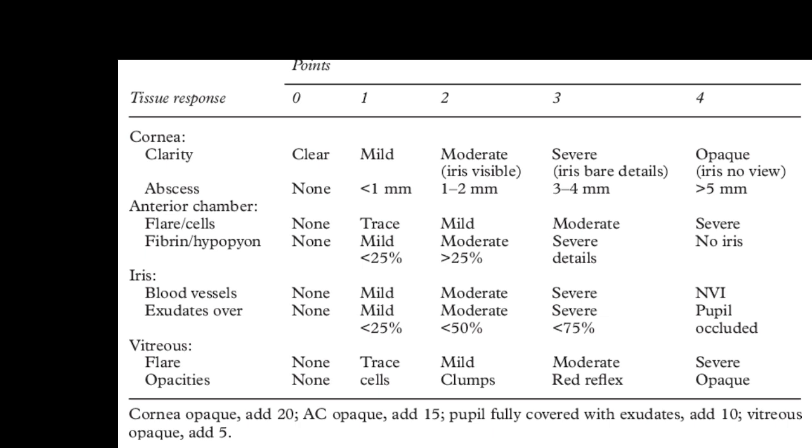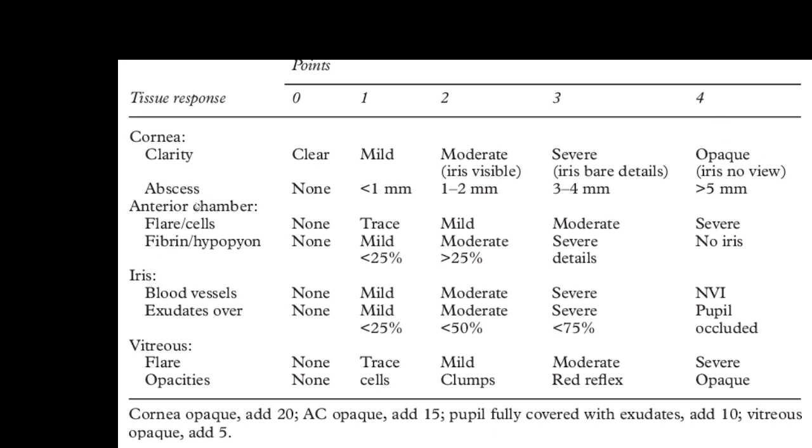And this endophthalmitis is again graded from grade 0 to 4, depending upon whether the cornea is involved or not. If the cornea is clear, then it's called grade 0. If the cornea has become opaque, then it's grade 4.